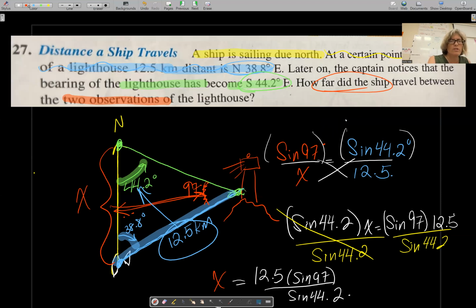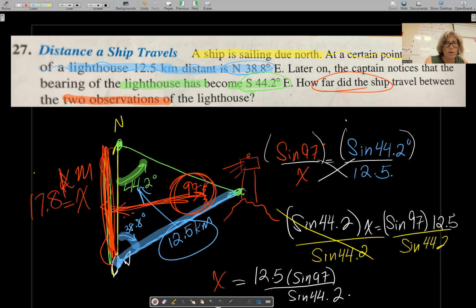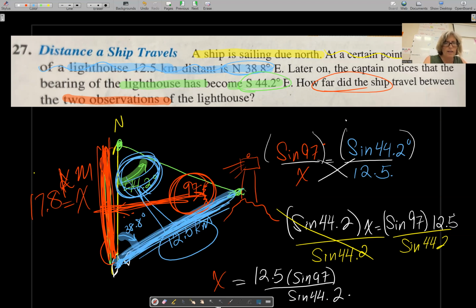And then it's really nice just to ask yourself if this makes sense. One of the things that makes sense here is that if this is the longer side, this should be the larger angle. So 97 goes with the longer side, 17.8. A smaller angle, 44.2, goes across from the smaller side. So it's a check visually that that is true.